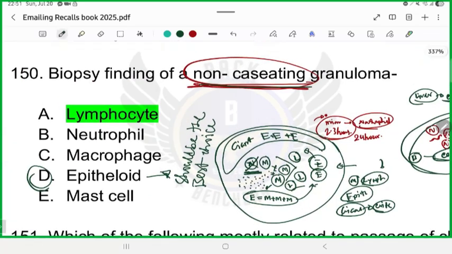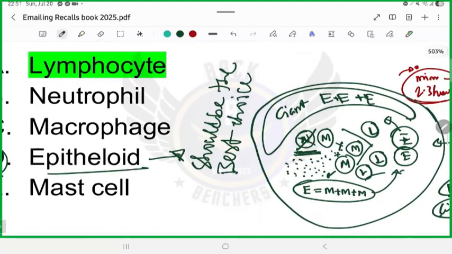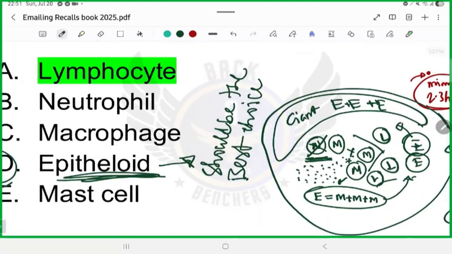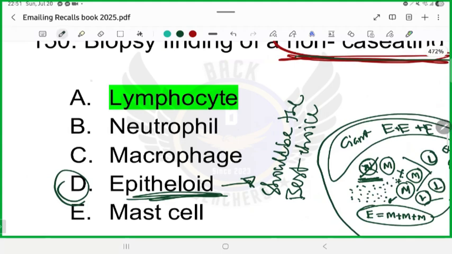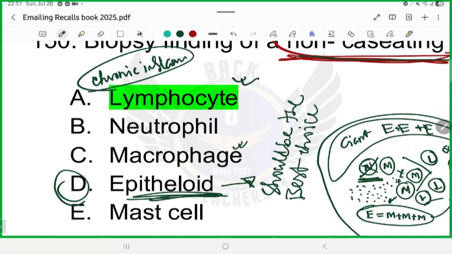Now in a non-caseating granuloma we will find all these things, but epithelioid will be found most. So this should be the best answer, lymphocyte. It's just, if they say chronic inflammation, in that case macrophage and lymphocyte would be the best answer.